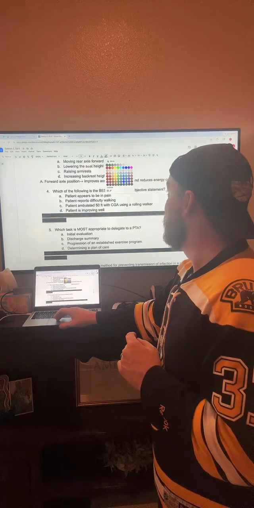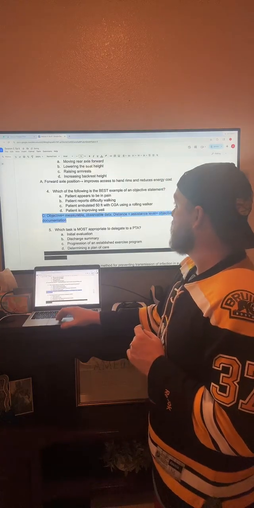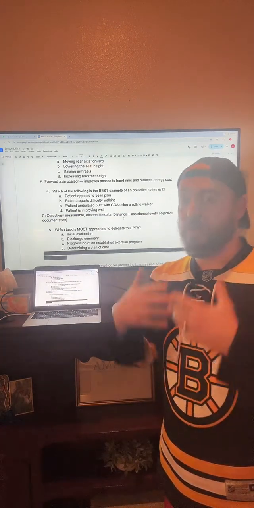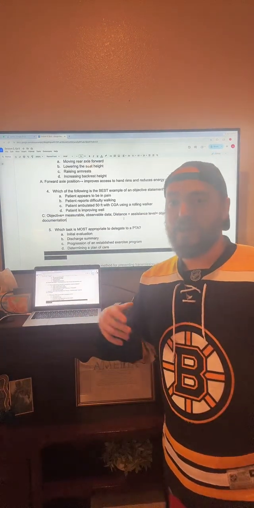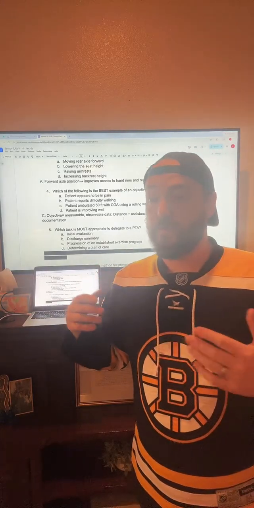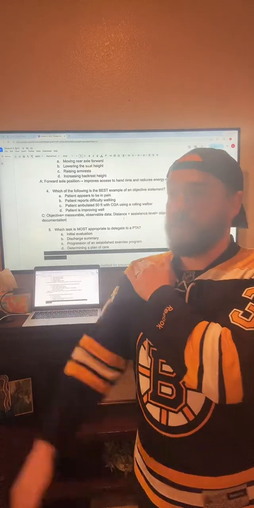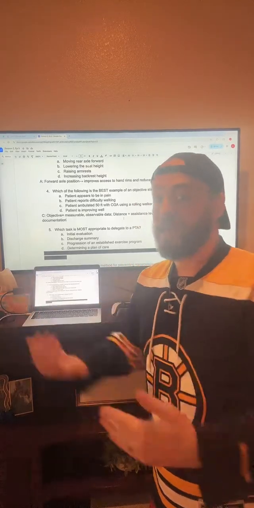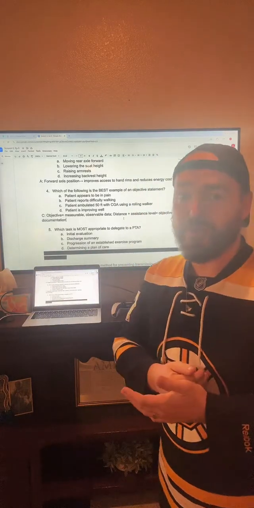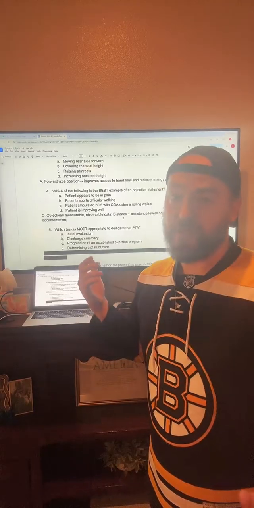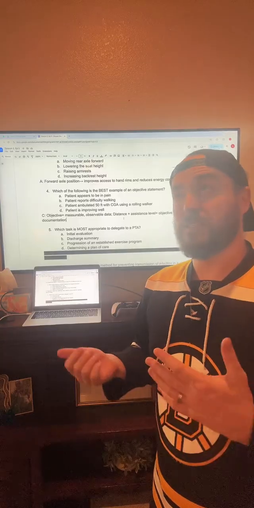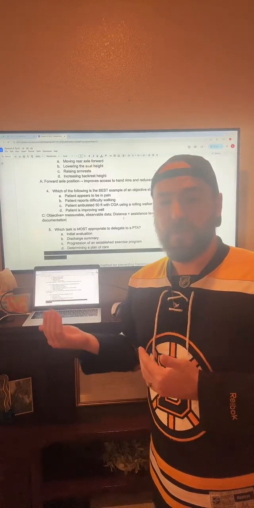The answer is C. When we're looking at an objective statement, we want to look at objective details. A patient appearing to be in pain is not a good objective statement, right? If you were able to detect in some way, like patient reports pain such that range of motion is limited to X number of degrees, that's going to be an objective measure. But just saying patient appears to be in pain, even if they subjectively report like a 6 out of 10 pain, that is still a subjective measure of their pain, right?